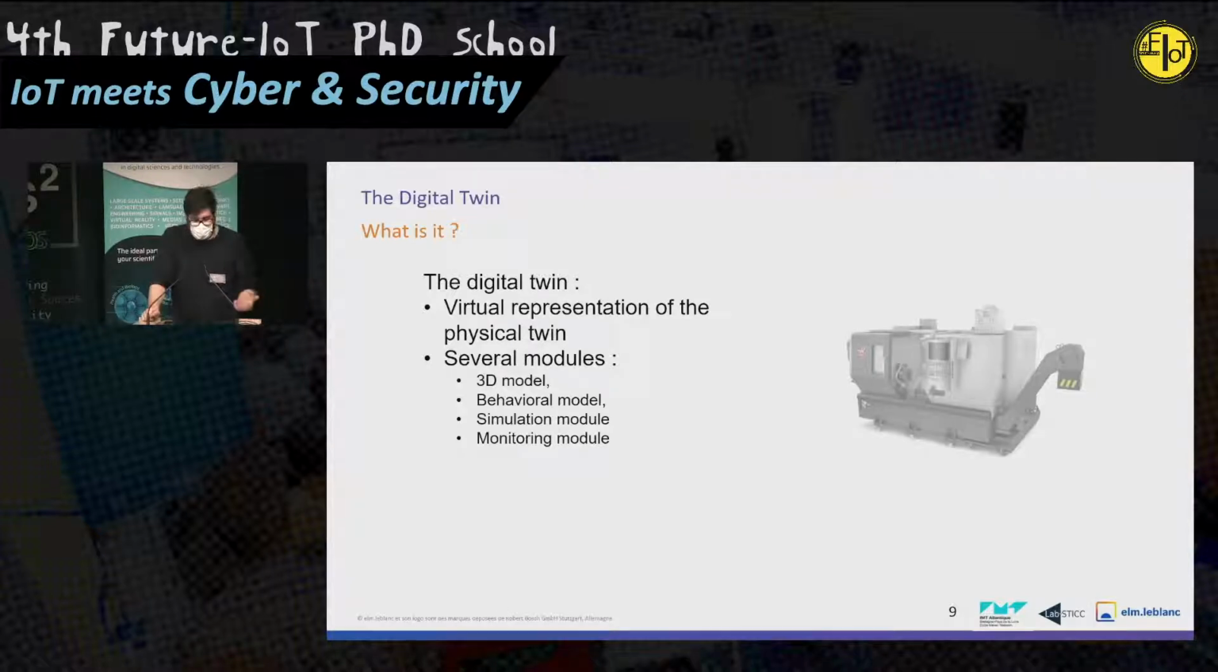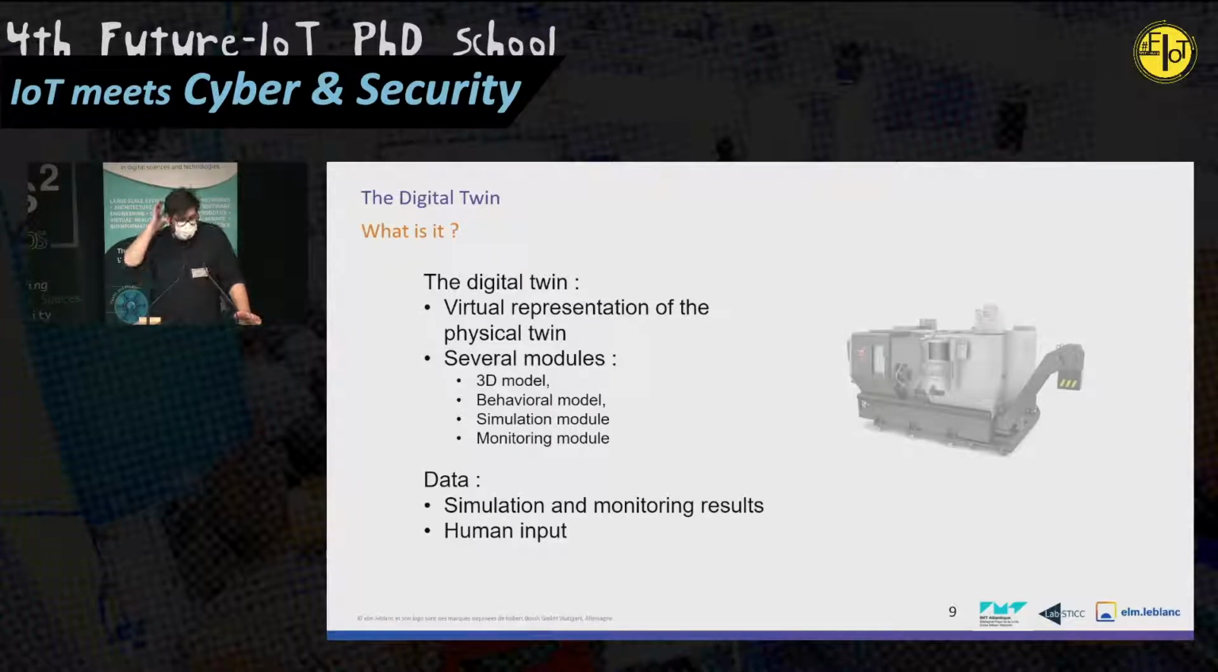And the digital twin, so the virtual product, is the virtual representation of the physical twin, and it can contain several modules. So, for example, a 3D model, a behavioral model, a module to make simulation, and a monitoring module. So the data coming from this digital twin are the simulation and monitoring results, and again can be human input made on the digital twin to be sent to the physical twin.